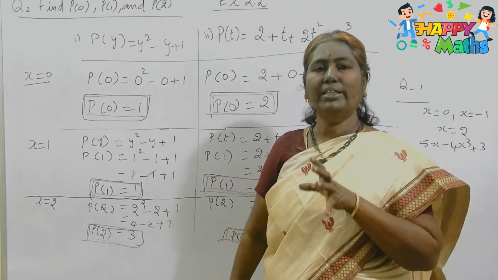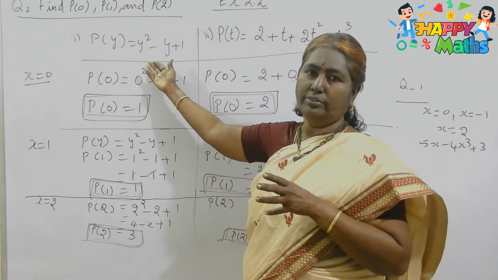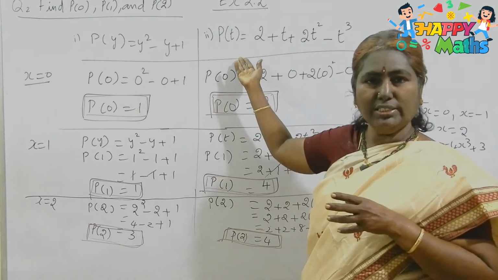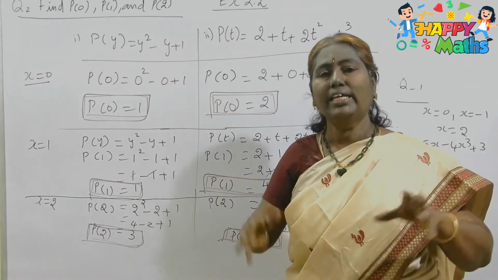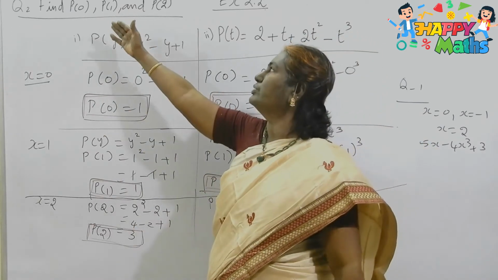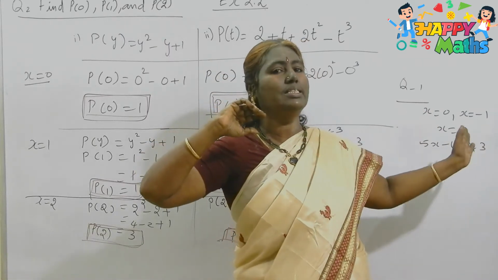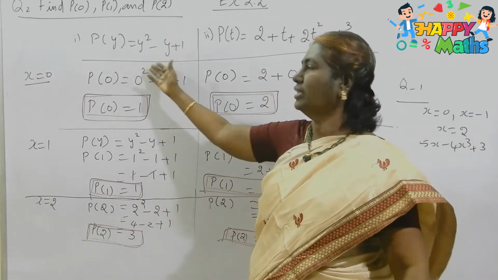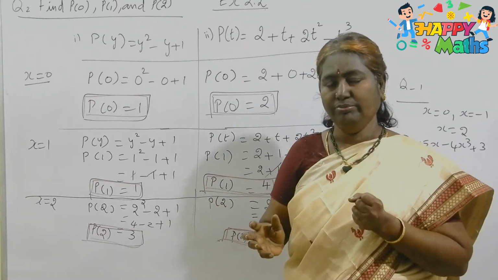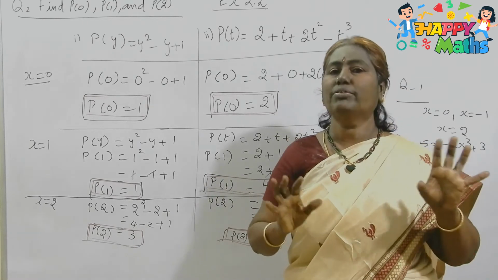So, in common, they can't give x is equal to 0, because you can't substitute it here. They would have to give y is equal to, or t is equal to, then x. Instead of that, they have generally given: find p of 0, p of 1, p of 2. Both are the same, but this variable is x, and these are the variables y and t. I think you have caught my point now. So these are the simple things we have to note down in our video.